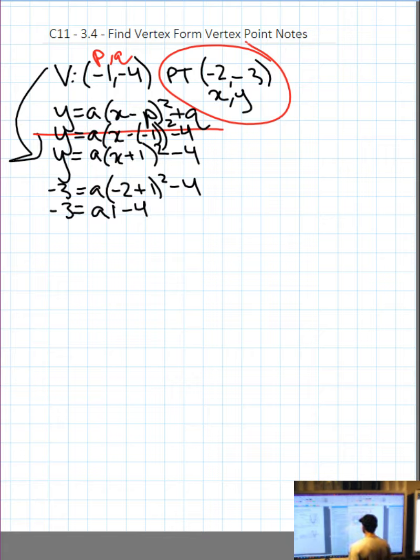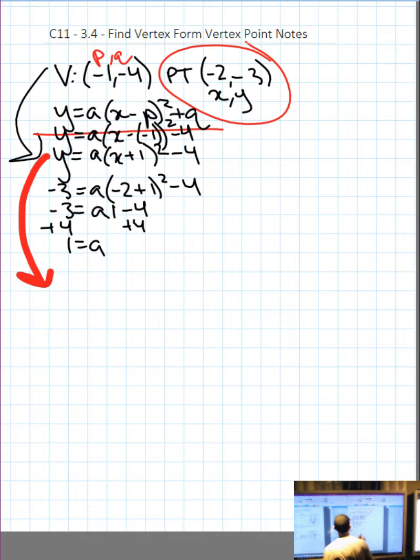Now, can I do 1 minus 4? No, they're not like terms. It's 1A minus 4, so I have to add 4 to both sides. -3 plus 4 is 1 equals A. And rewrite your second line, if you do it the quick method, with both the A value you just figured out and the vertex that you already put in.